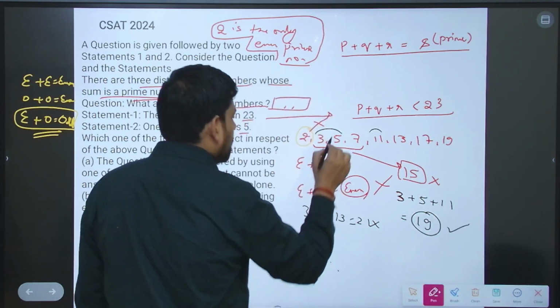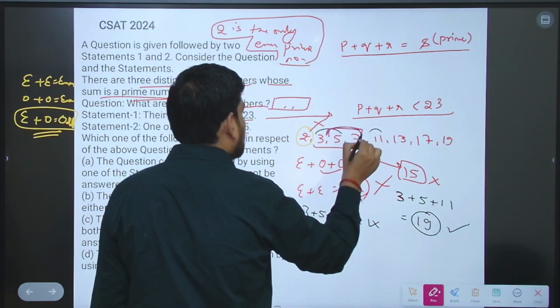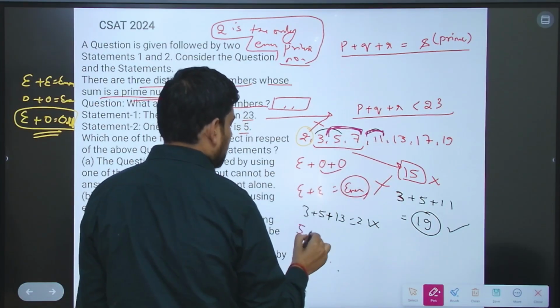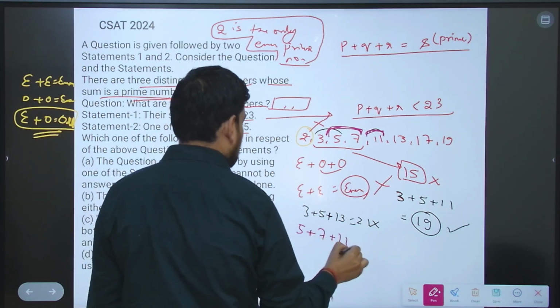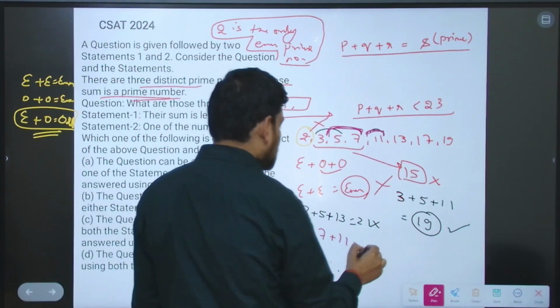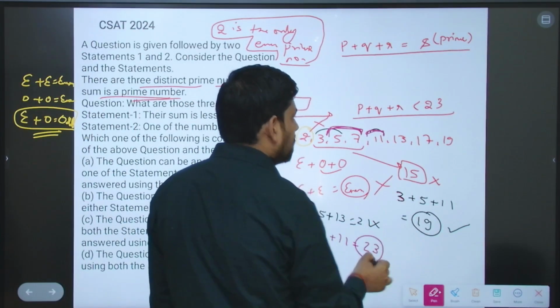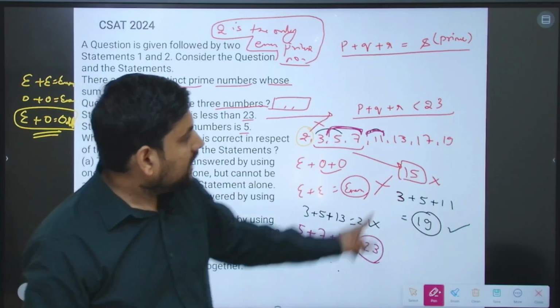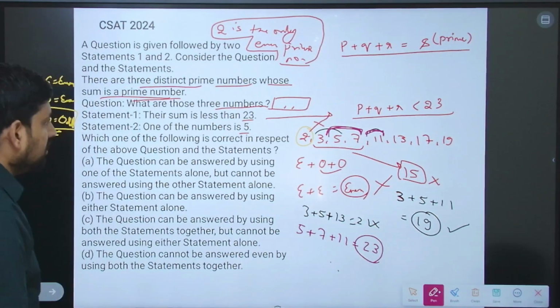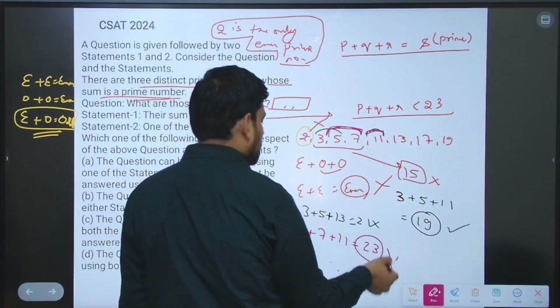Let's try this. So 5, 7 and 11. What do you get? 5 plus 7 plus 11. So 7 plus 5 is 12, 12 plus 11 is 23. This is a prime number, but the sum had to be less than 23. So this is also not possible.